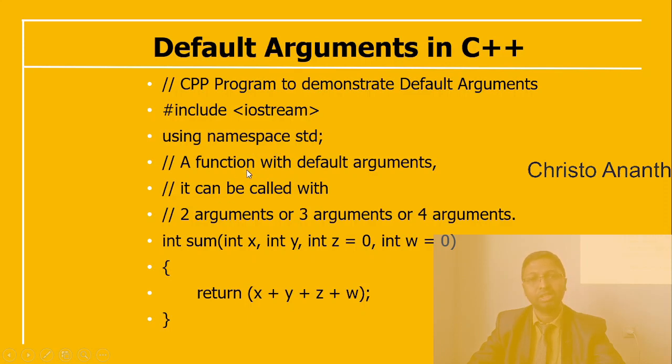So you have the function with default arguments. It can be called with 2 arguments, or maybe 3 arguments, or maybe 4 arguments. So int sum(int x, int y, int z = 0, int w = 0). You return x + y + z + w. So that is how you will go for it.